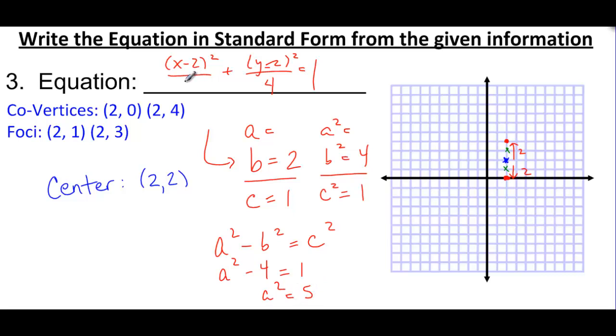Well, and that's what I care about. I don't care what a is, I care what a squared is. So I know I have 5 and 4. And you can always work now from our equation to see if it works. If I want to know my c value, I'd do 5 minus 4, which is 1. The square root of 1 is 1. So that means I'm going to move up 1 and down 1, which is what we had to do.